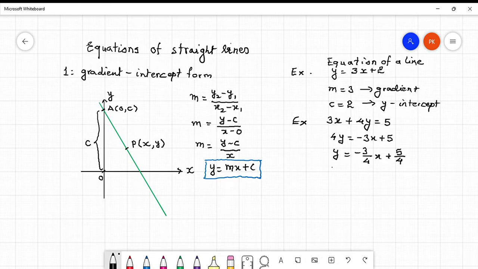which means the gradient of the line, that is m, is negative 3 upon 4, and the y-intercept of the line, that is c, is 5 upon 4. So if the equation is in the form ax plus by is equal to c, first you should get it in the form y is equal to mx plus c to write the y-intercept and the gradient.